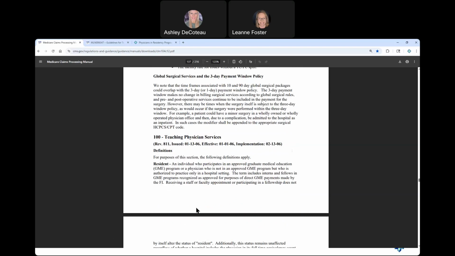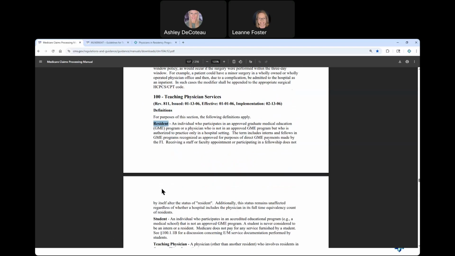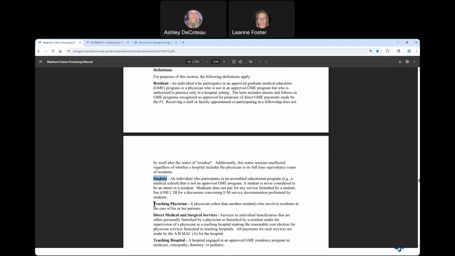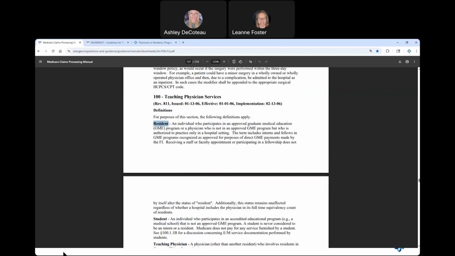The first part of this section, Section 100, provides definitions as it relates to Medicare teaching physician guidelines. So we have the definition of a resident, student, teaching physician, etc. What I want to look at here is the definition of a resident.